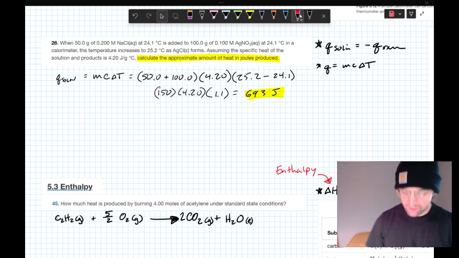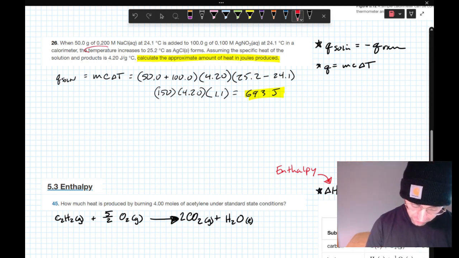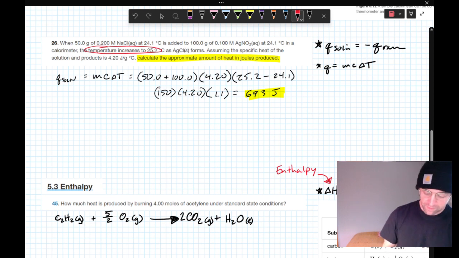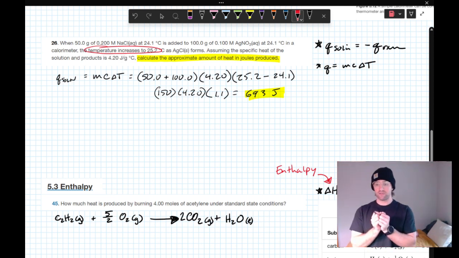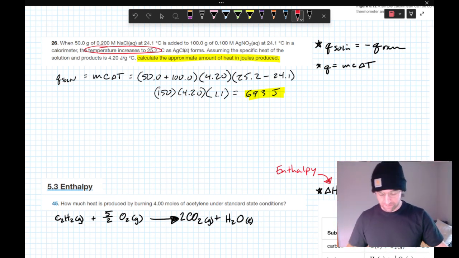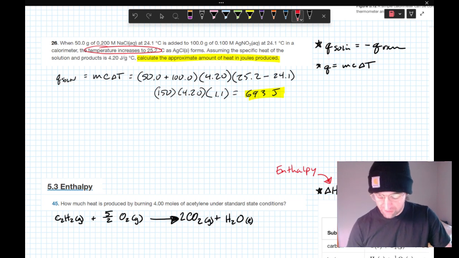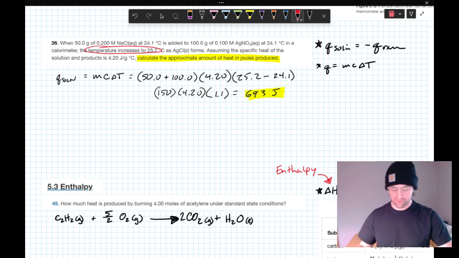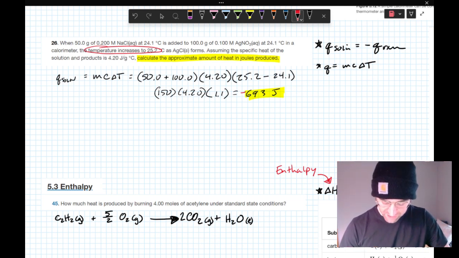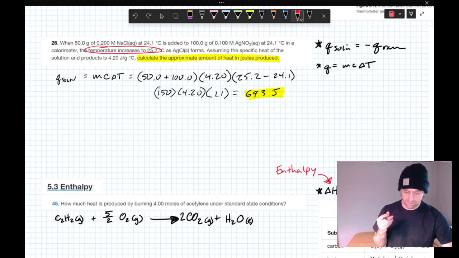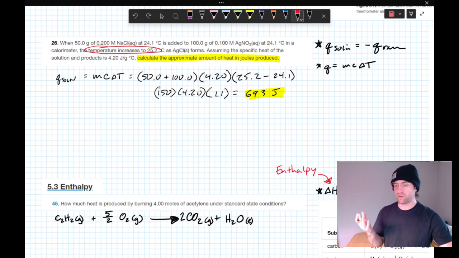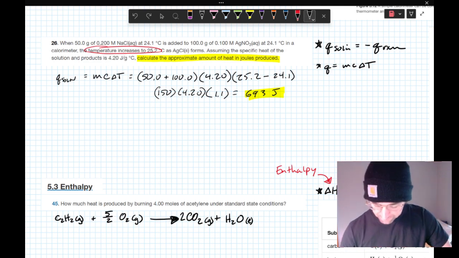Yep. And again, just to drive home the conceptual part of this, the temperature of the solution increased, which means that the reaction lost heat into the solution. So 693 joules were released from the reaction. We don't need to put a negative sign here because of how the question is phrased, we can just write it as an absolute value.